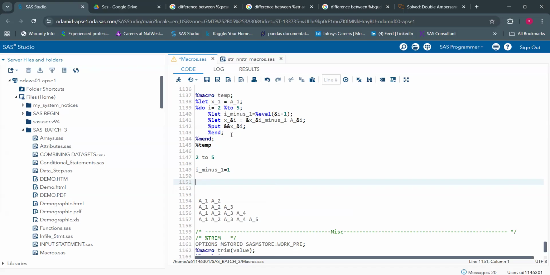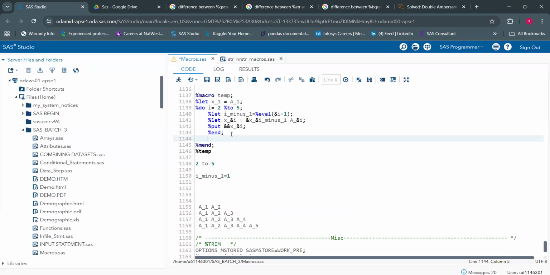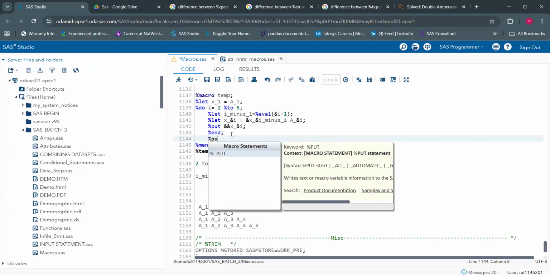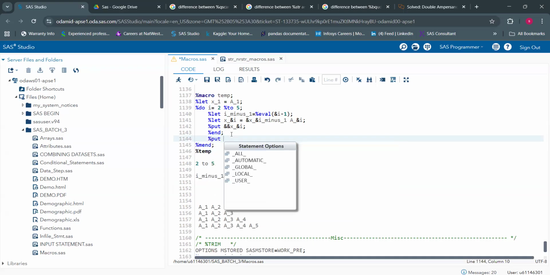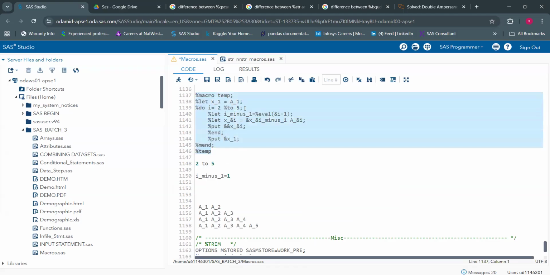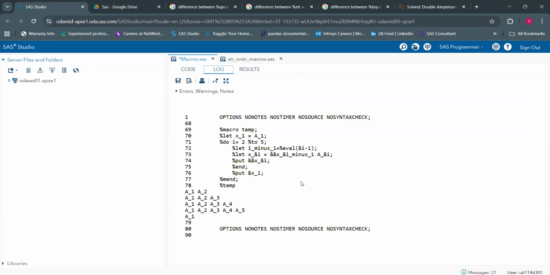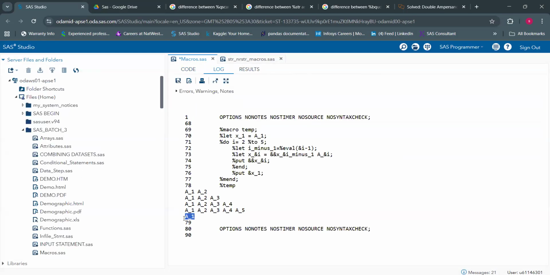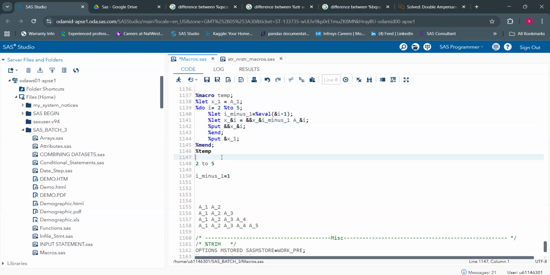If you see here, I'll put this down. Percentage put of x equal to 1. Okay, this is the one. A underscore 1, right? This is what we get. Okay, clear, ma'am? Yeah. So that's the use of double ampersand.